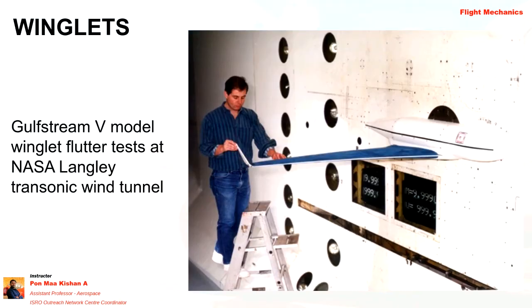NASA has done various types of tests with winglets, especially flutter testing. Flutter testing is a numerical study in aircraft structure. This is a condition where the aircraft wing structure will be vibrating, and when we place the winglet, we check whether the winglet is providing more fluttering or creating more vibrational effect. Those tests were done on the Gulfstream model, using NASA's transonic wind tunnel.